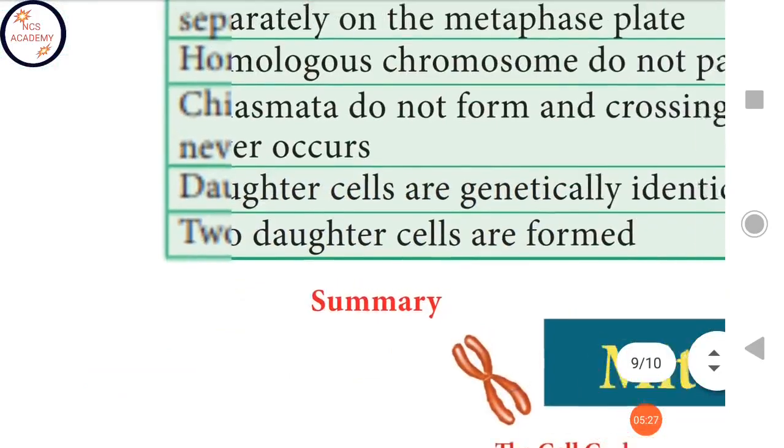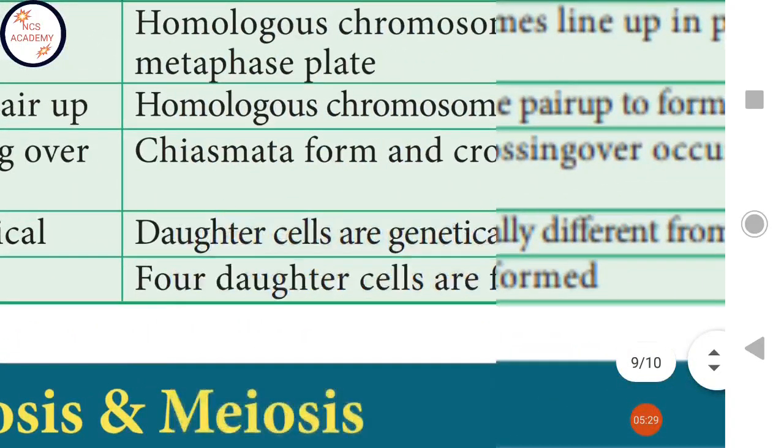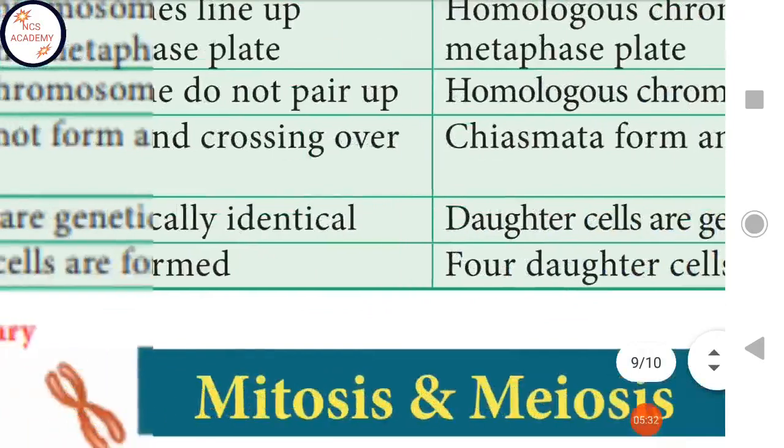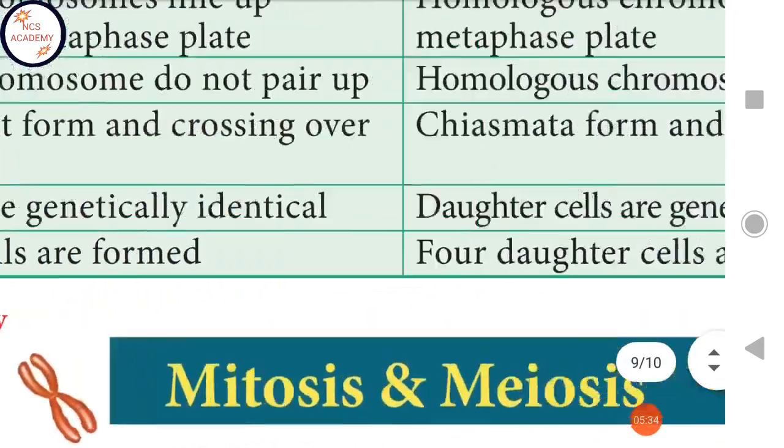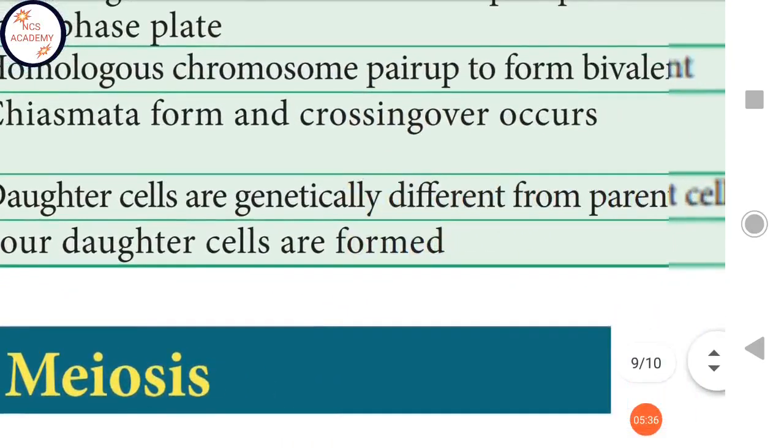Here, daughter cells are genetically identical. Here, daughter cells are genetically different from the parent cell. Here, 2 daughter cells are formed. Here, 4 daughter cells are formed.